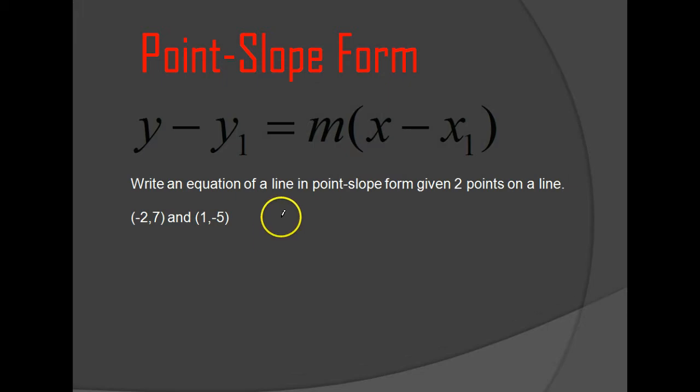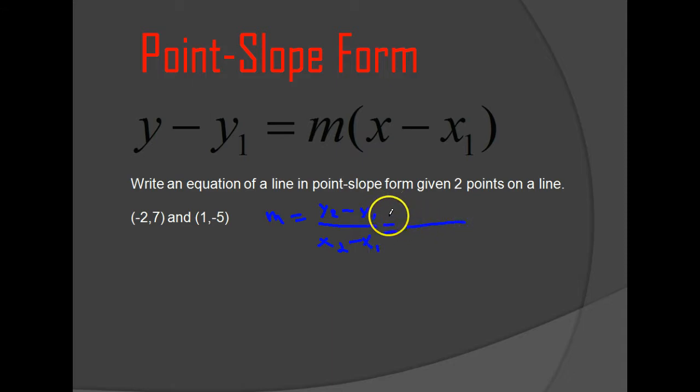Write an equation of a line in point-slope form given 2 points on a line. Before we were given a point and the slope. Now we're given 2 points. Well, we need 1 point and we need the slope. Just like any other time when we had 2 points and we needed to find the slope, we know we can use y2 minus y1 over x2 minus x1. So we're still doing a lot of the things that we've been doing all along.